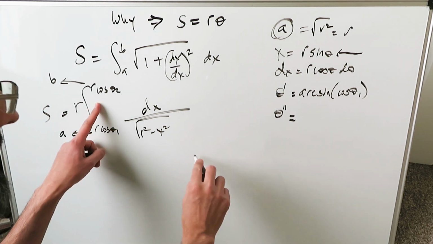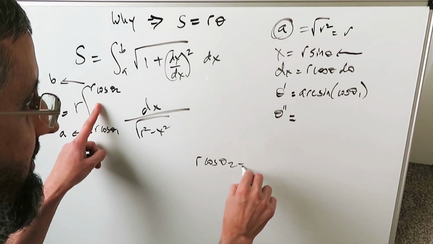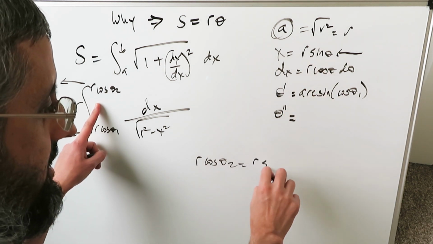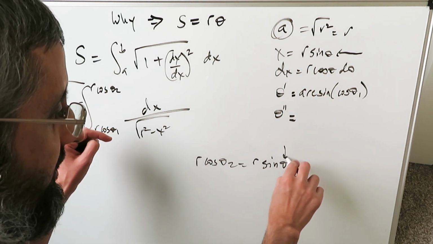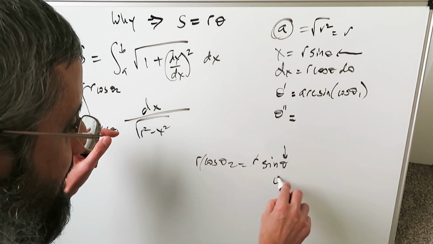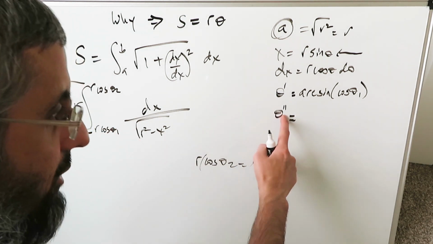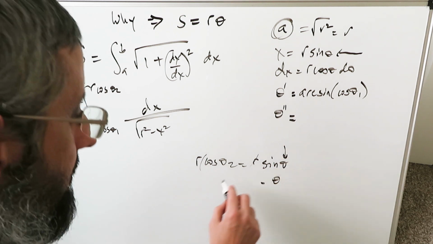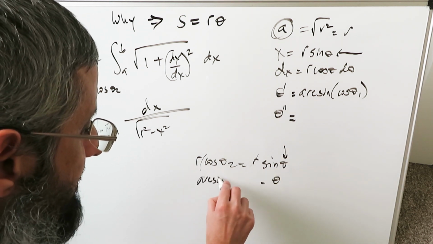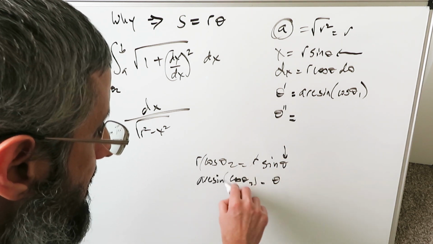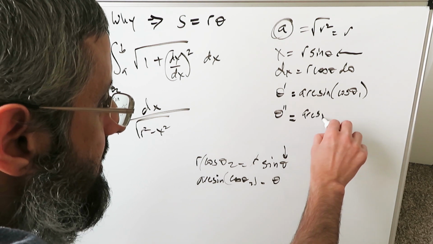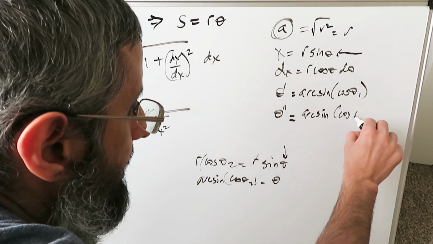The upper limit here is r cosine theta 2 is equal to this right here, r sine theta. You again are solving for this. The r's cancel out. This angle theta we're solving for, now being represented as that, is equal to arc sine or inverse sine cosine theta 2. And that's what we have, arc sine cosine theta 2.